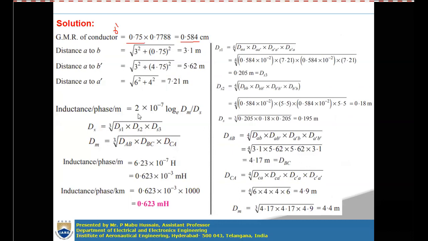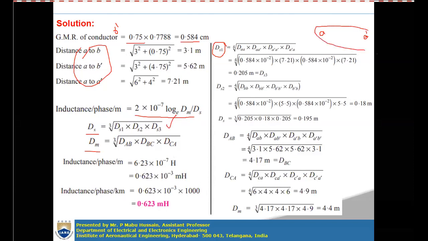So the inductance per phase formula is 2 minus 7 log Dm by Ds. The Dm value and Ds value formulas are these. Then you calculate Ds. Ds is the cube root of Ds1, Ds2, Ds3. What is Ds1? Ds1 is the self GMD considering phase A. When you consider phase A, you have two conductors, a set of two: A and A dash.